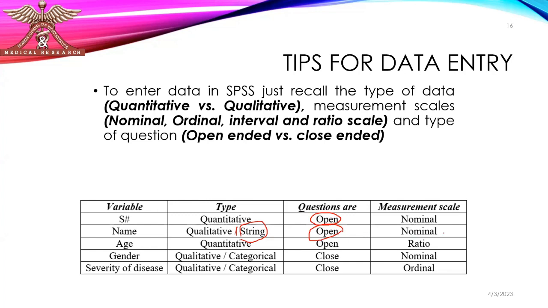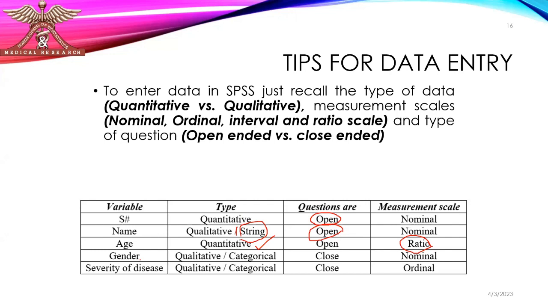Both are nominal. Age is quantitative, so I have to set quantitative for age. This is also an open question, because everyone has their own age. And in SPSS, among the measurement scales, I will choose ratio. So remember, whenever there is a quantitative variable, you have to choose ratio.